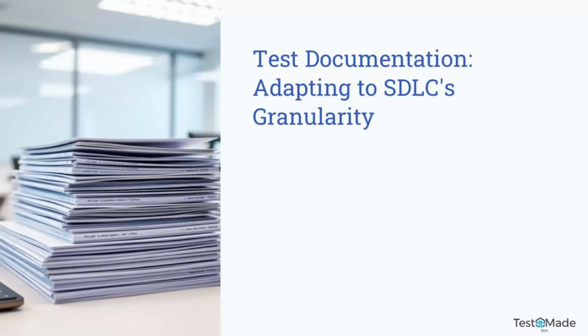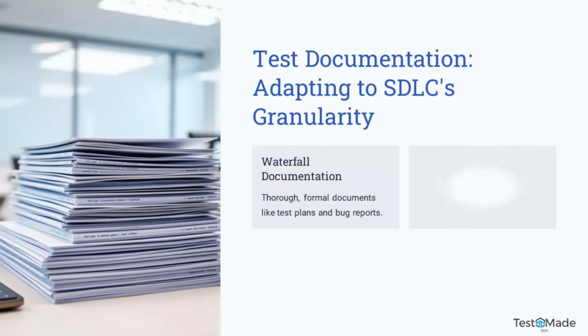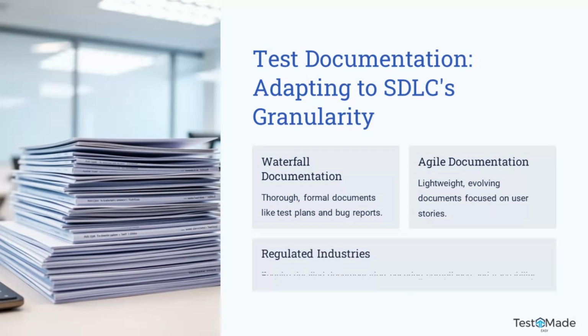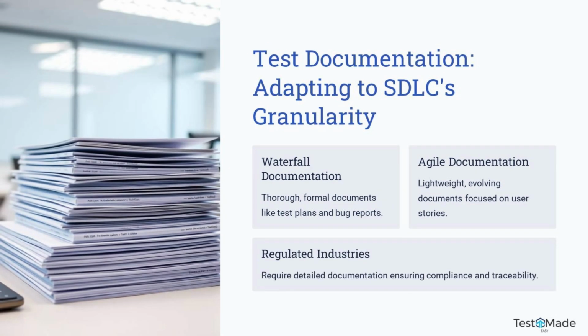Test documentation. Adapting to software development lifecycle granularity. Waterfall documentation. Thorough, formal documents like test plans and bug reports. Agile documentation. Lightweight, evolving documents focused on user stories. Regulated industries. Require detailed documentation ensuring compliance and traceability.